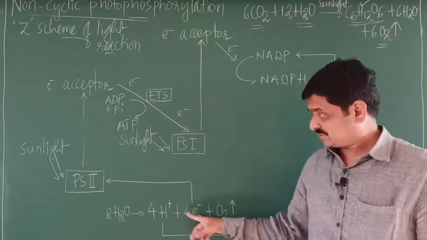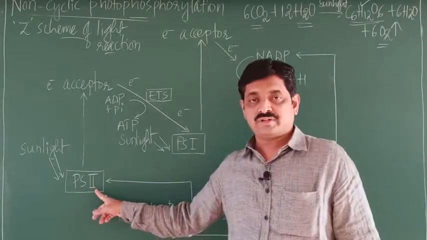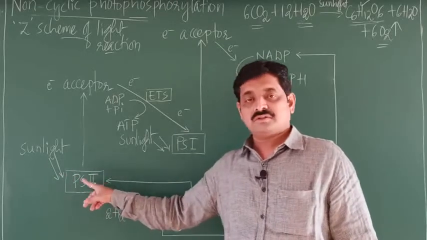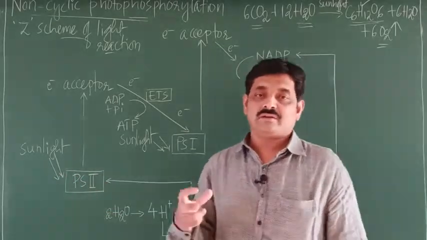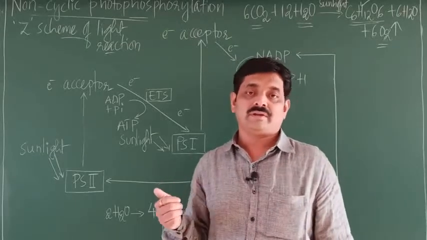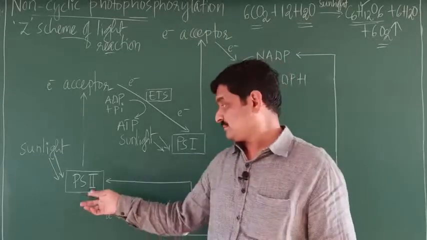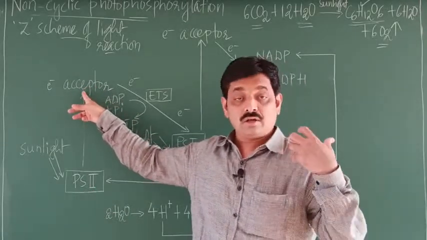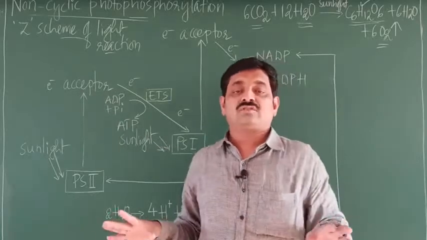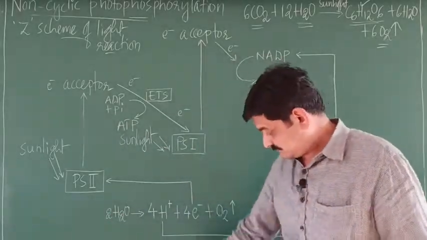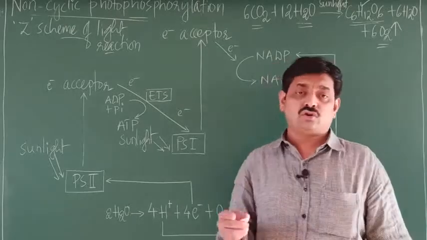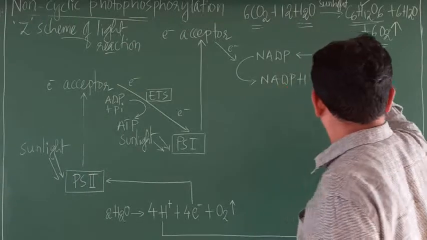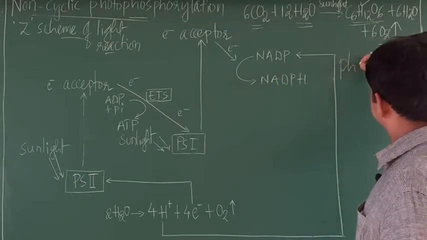Now these electrons are transported here. The sunlight activates this chlorophyll pigment and it becomes excited. It donates the electron to the electron acceptor or electron carrier. Now there are different electron carriers. I will give you some examples of electron carriers, so I will write it here.